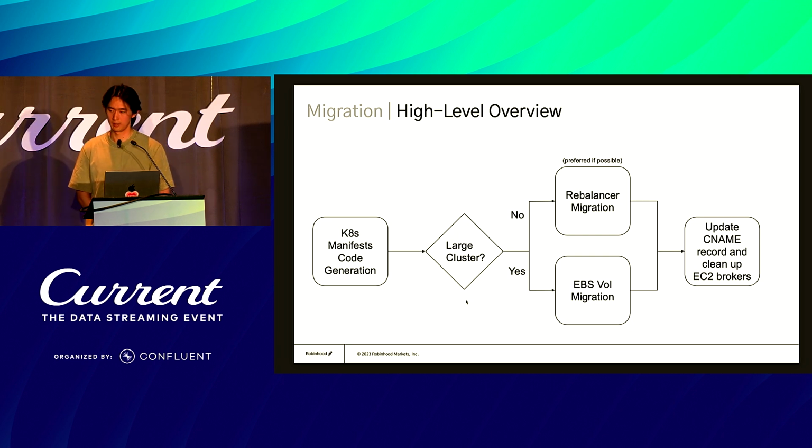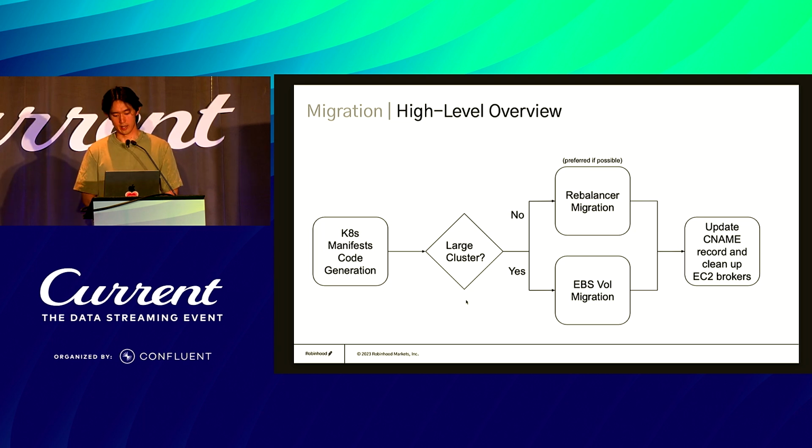And this is the idea of a stretch cluster. You already have your existing set of EC2 brokers. You basically append a specific Kubernetes broker, and then you migrate the set of topic partitions to that Kubernetes broker from a corresponding EC2 broker.